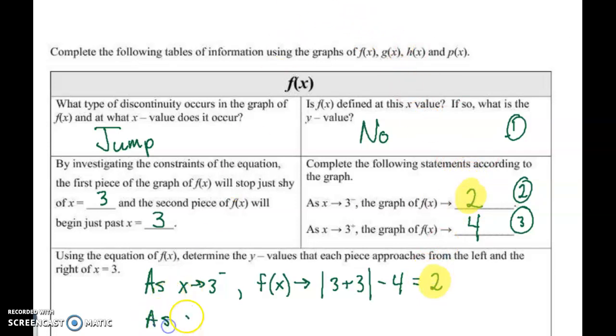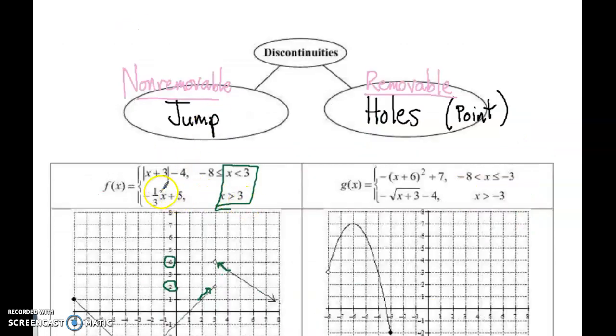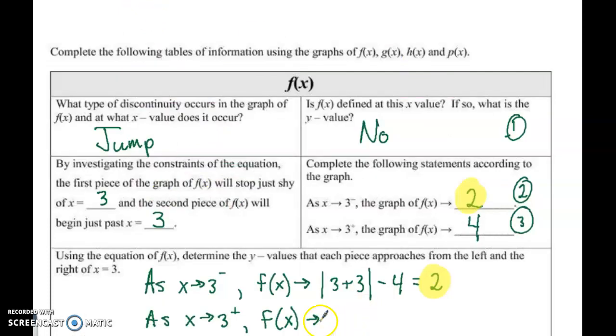And our actual work as x approaches 3 on the right, we're going to use the bottom equation. So as I go back, the bottom equation is negative 1/3 x plus 5, with the x value being 3. Well, negative 1/3 of 3 is negative 1, plus 5 is 4. And again, I hope you're recognizing how you can do this without looking at a graph.